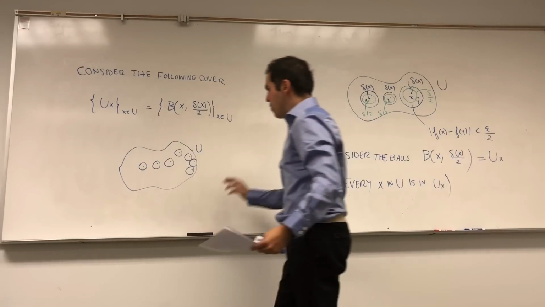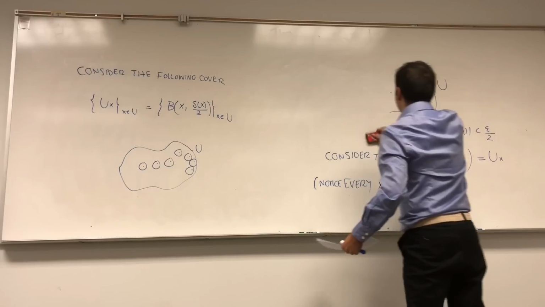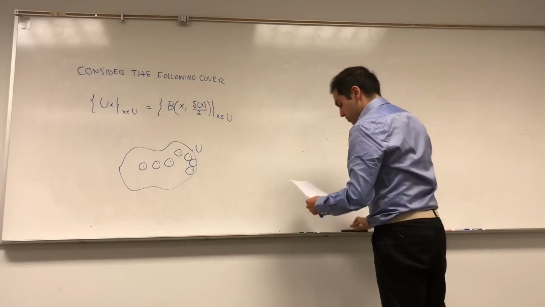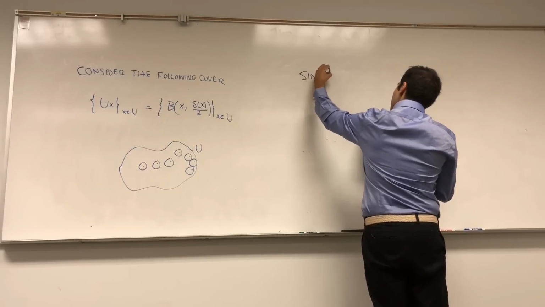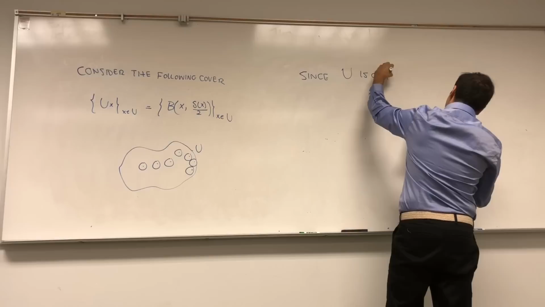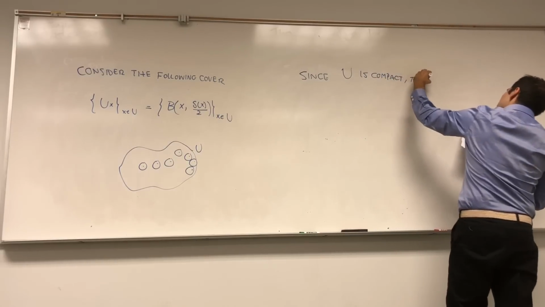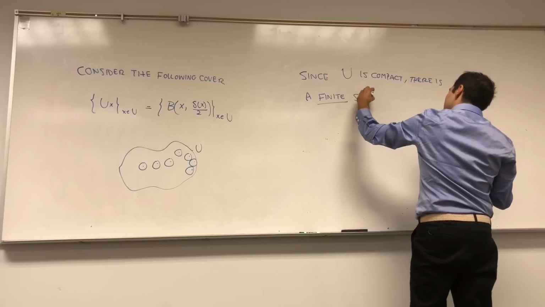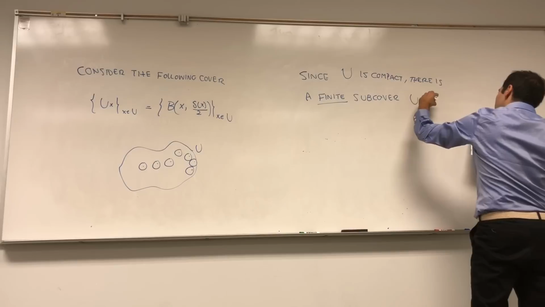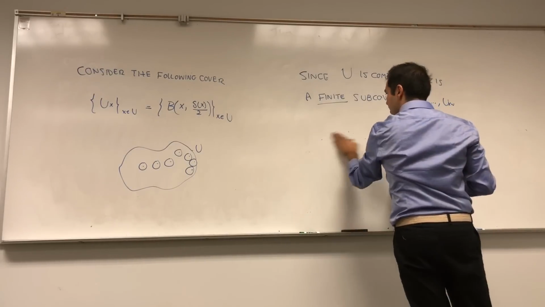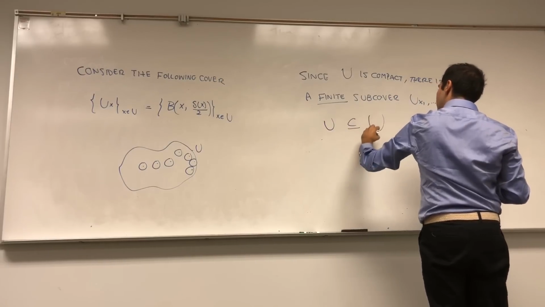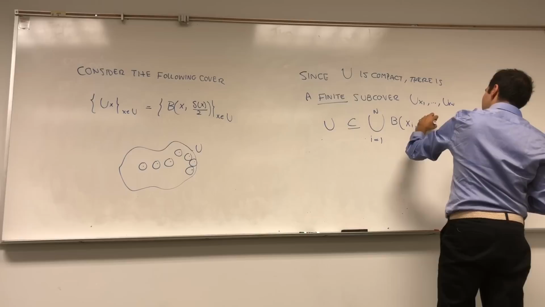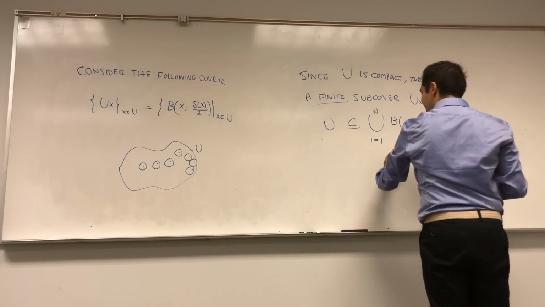All right, and now we found a very strange cover, and now because we use compactness, bang, some magic happens. Compactness tells us that we only need finitely many of those. So we can cover U with finitely many of those balls. So since U is compact, there is a finite subcover. Let's call it Ux1 up to Uxn. In other words, you can cover it with the union of those finitely many balls B(xi, delta xi over 2).